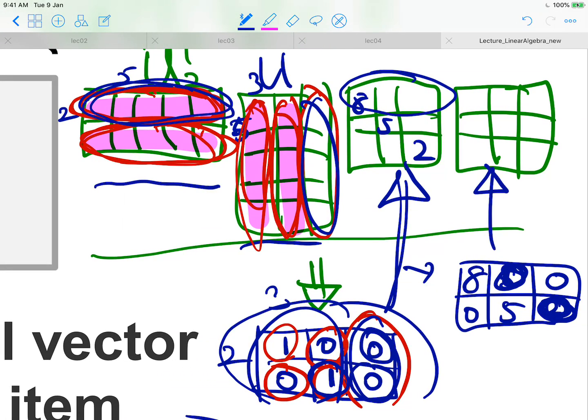Okay, then we further multiply it with this V transpose, right? Simply, by applying the same process of row combination coefficients, we are just scaling this by 8 and this guy by 5, right?